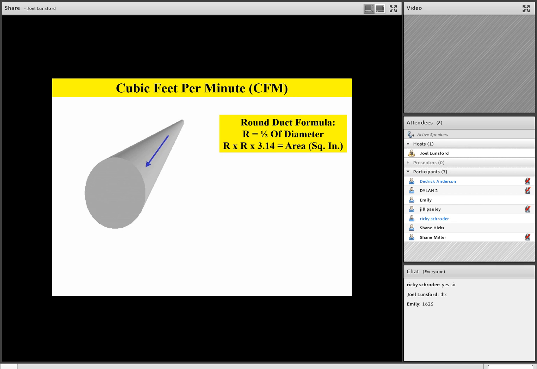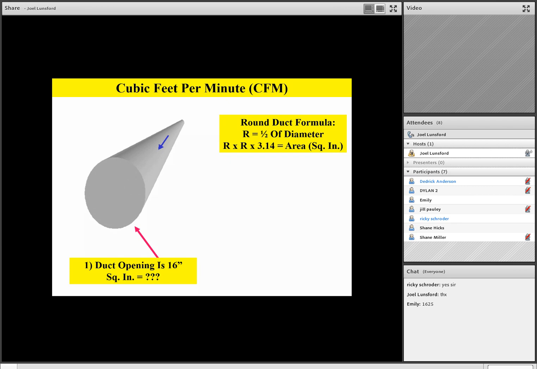Let's say we have a duct opening that's 16 inches. If you want to clear your calculator, you're going to find that a 16-inch round duct has a radius of 8 inches. So we take the radius times itself. In our example, 8 times 8 is equal to 64. But now remember, we have to multiply it times that constant of 3.14. So we take 64 times 3.14, and that gives us an area of about 201 square inches.